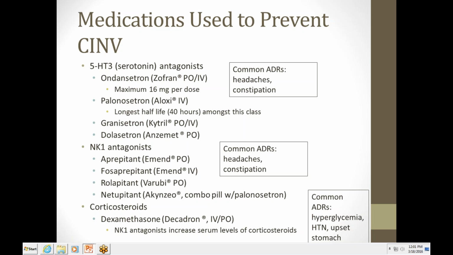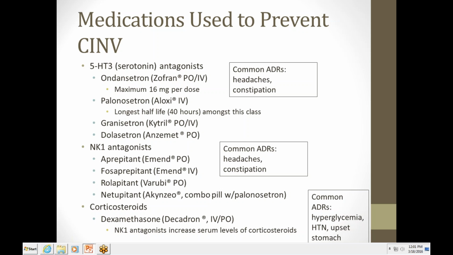Now, also along with serotonin and dopamine and different neurotransmitters, when patients receive chemotherapy, the gut will also release something called substance P, which acts on the neurokinin-1 receptors in the vomiting center. So that explains where this class of drug acts. Similar to the 5-HT3 antagonists, they have similar headache and constipation side effects.